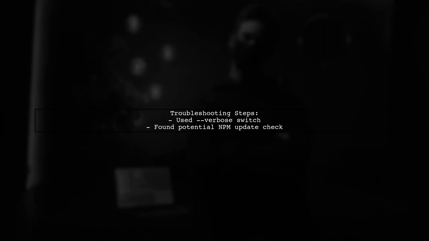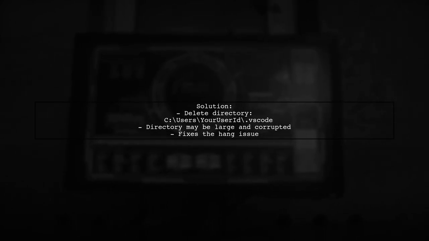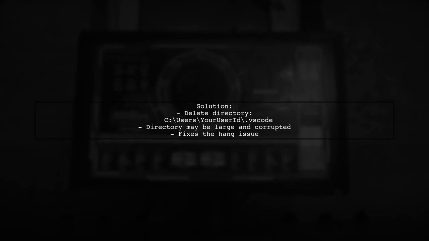Using the verbose switch, they discovered VS Code might be checking for updates with npm. After extensive troubleshooting, the solution was to delete a specific directory. The key fix was to delete the directory located at /c/users/your/user/id/code. This directory can be large, isn't removed during software uninstallation, and may become corrupted. After deleting it, the issue was resolved.